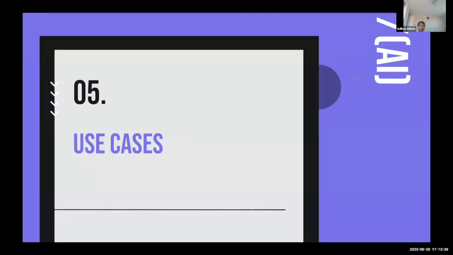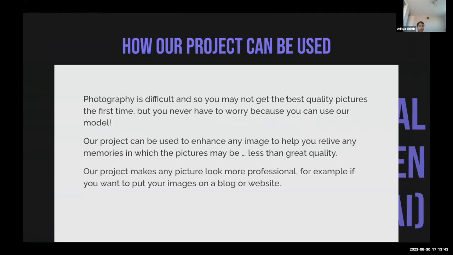Now onto our use cases for our AI. Our project has many use cases, practically anywhere that requires a sharp image. But one of the most common uses of our AI comes from photography. It can be a difficult skill to master, so you may not get the best quality photos the first time, but you won't have to worry because our AI can help with that. Our project can be used to enhance any image to help you relive any memories in which the pictures may be less than what you would expect.